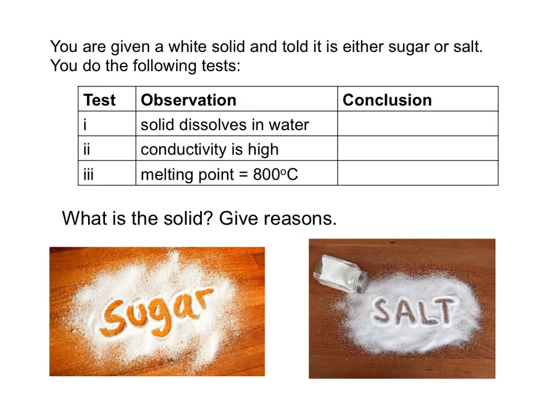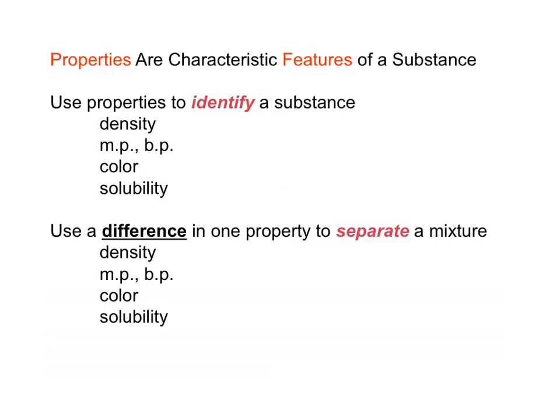Let's do one more practice problem to review, so stop the video and answer these questions. For test 1, both sugar and salt dissolve in water. High conductivity indicates an ionic compound, which means it's salt. 800 degrees is a high melting point, which also indicates it's an ionic compound. By measuring properties of a substance, you can identify it.